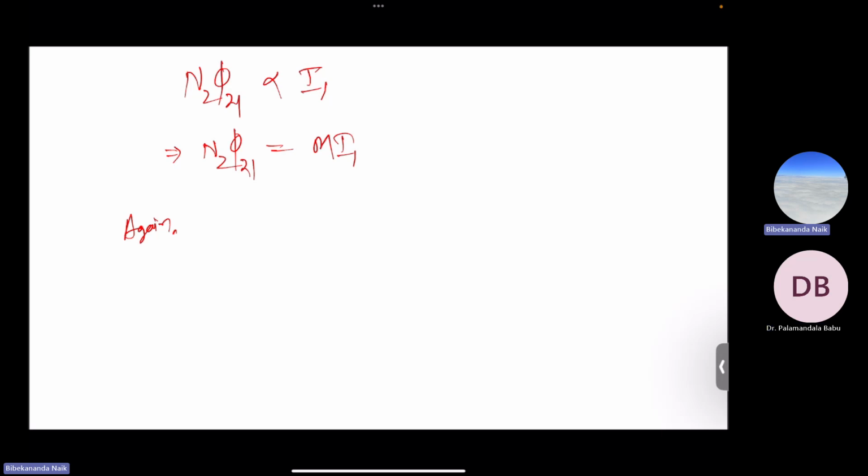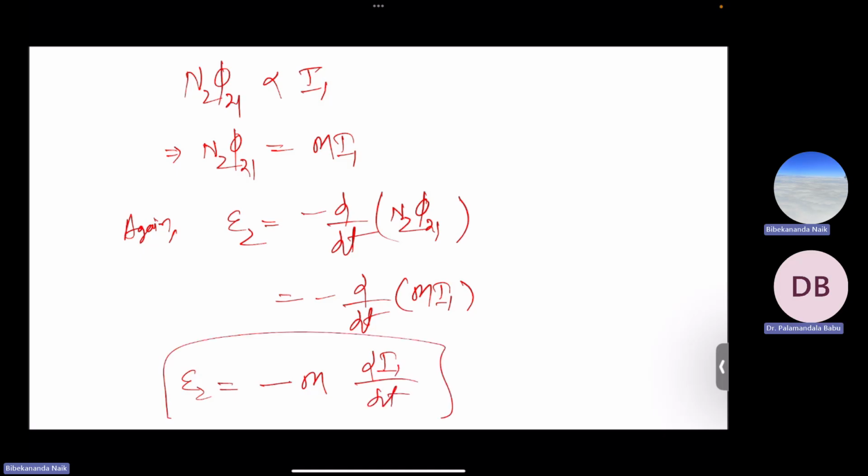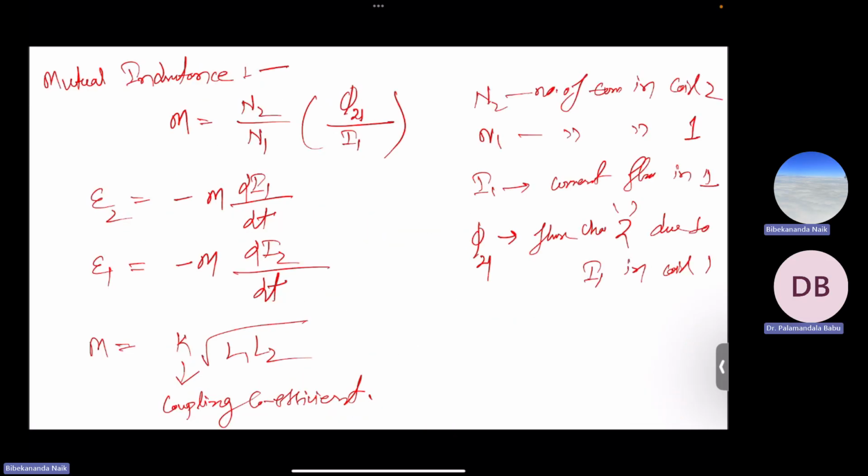Again, we know the induced EMF in coil 2 is given by minus d by dt of the flux. The flux in coil 2 is N2 phi 21, which equals M I1. So we can write d by dt of M I1, and it becomes E2 equals minus M dI1 by dt. This is the expression. Similarly, we can write E1 equals minus M dI2 by dt.